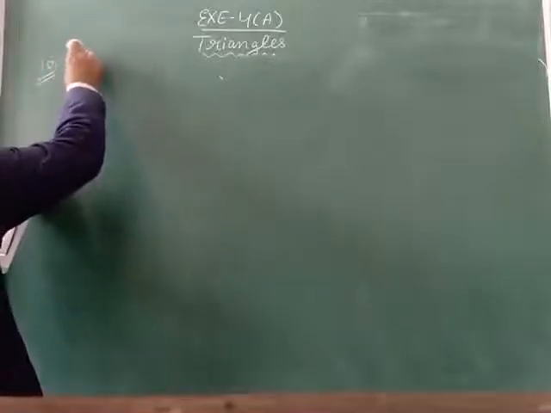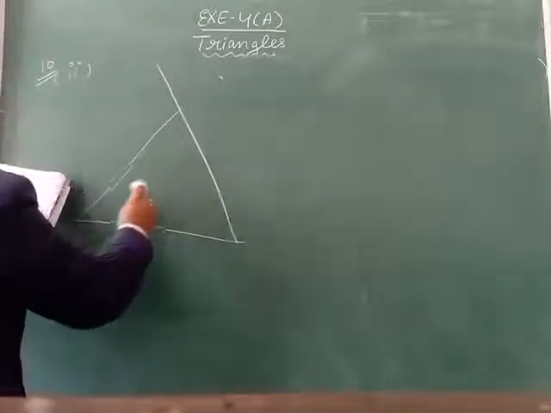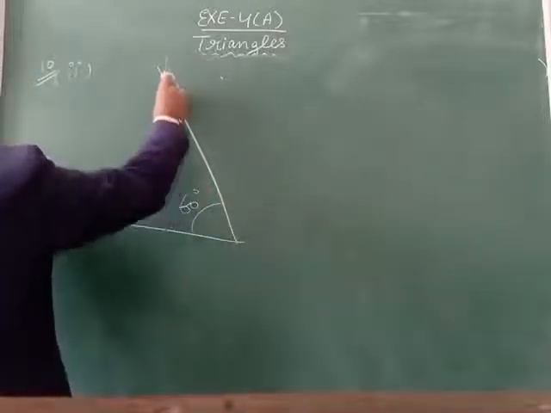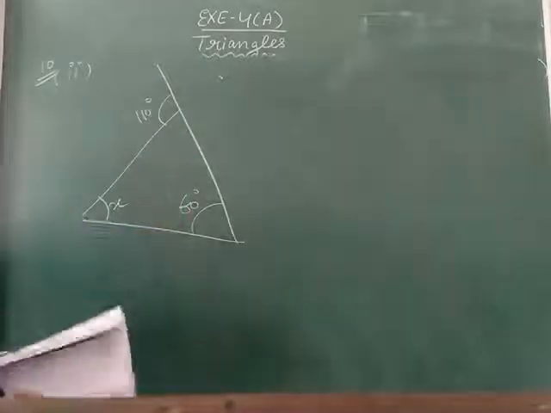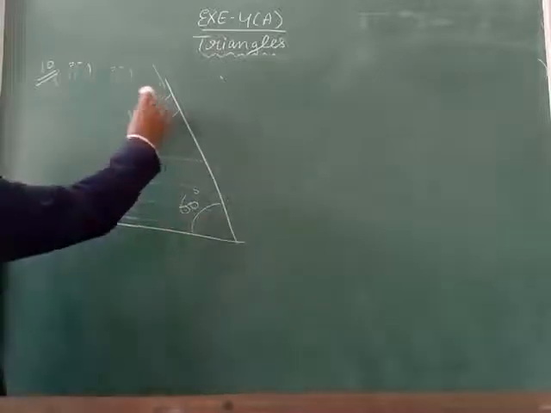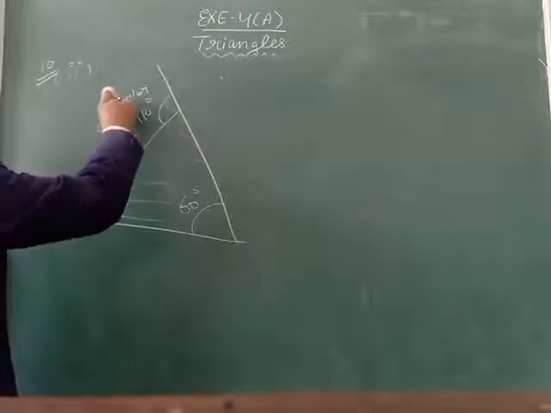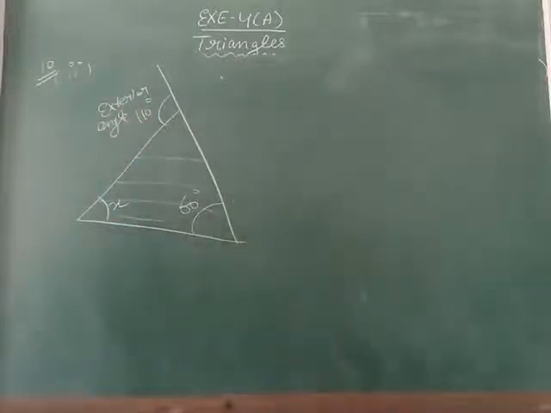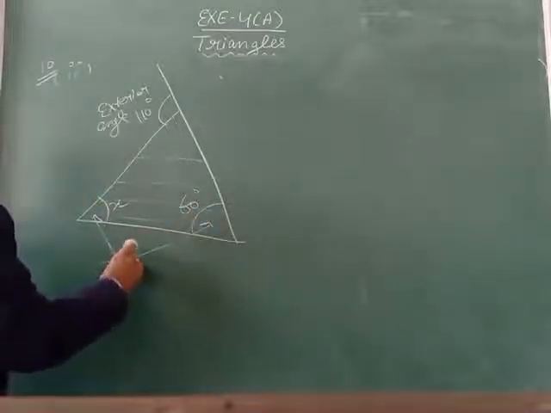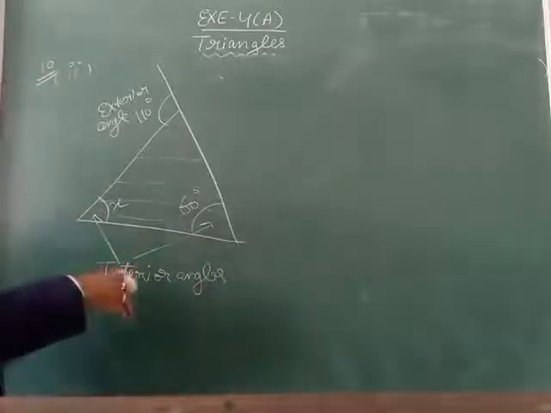Part number 2. Figure is given. Here it is x, here it is 60 degree, and here it is 110 degree. So this figure is a triangle. This is the exterior angle. This angle is coming outside a triangle, that's why we are calling it exterior angle. And these two are interior angles. Interior angles means those angles which are coming inside a triangle.